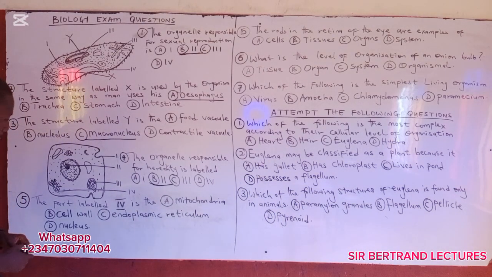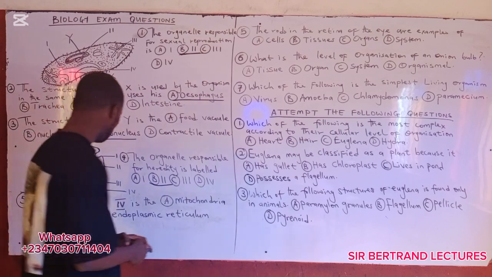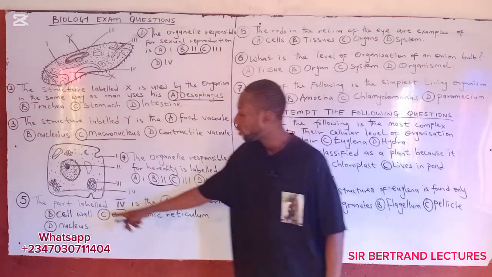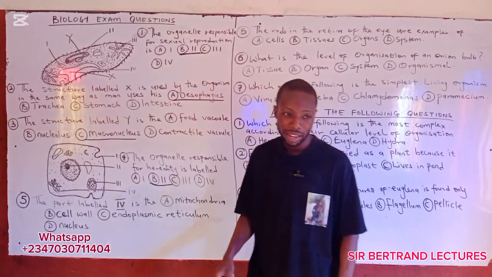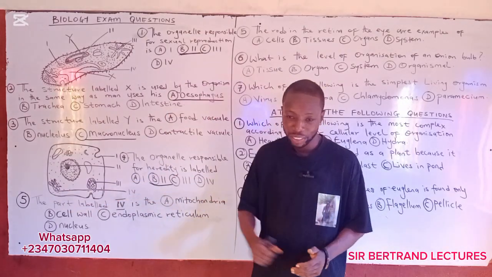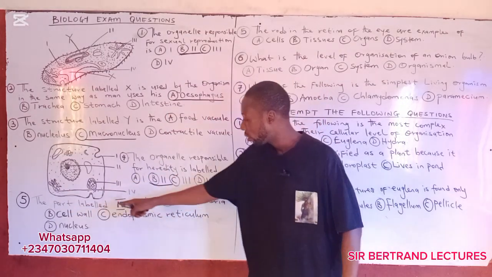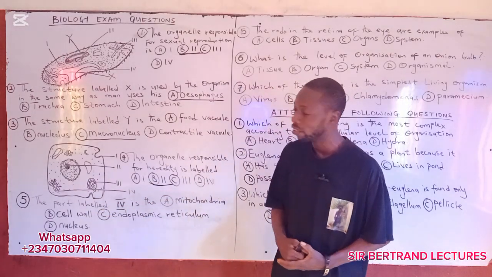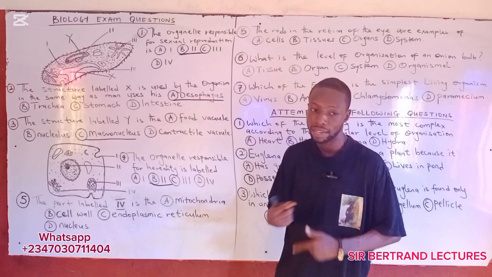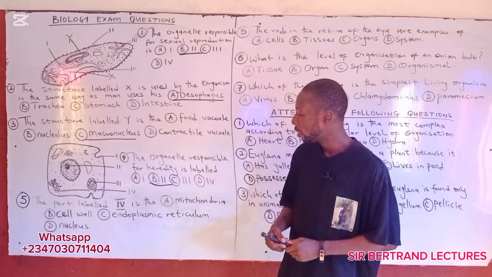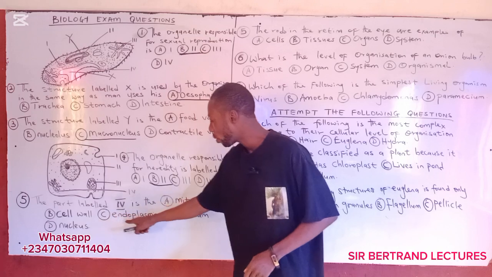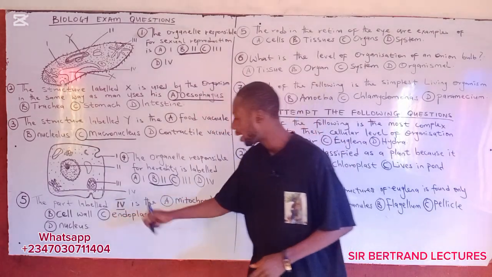The part label IV is the dash. What is the name of the part label IV? This structure here was the name. I've discussed this in one of our last videos. Then the part label IV, this is smooth endoplasmic reticulum. If you can remember the diagram, I've explained this. So here we have mitochondria, cell wall, endoplasmic reticulum, and the nucleus.